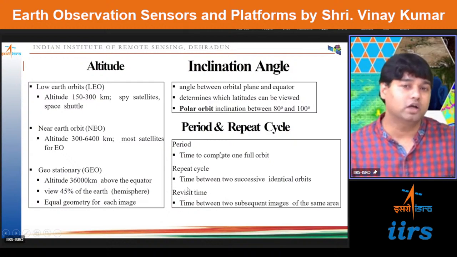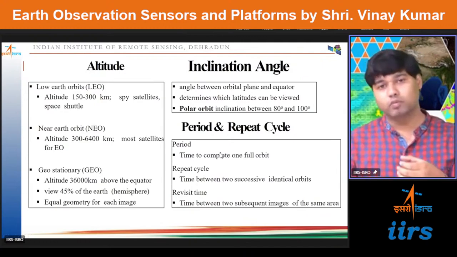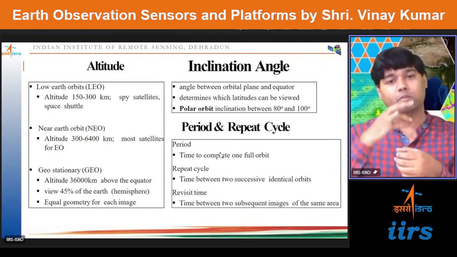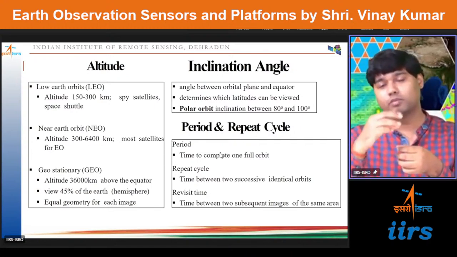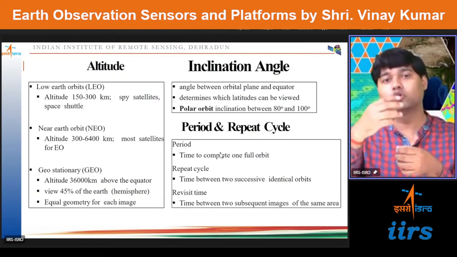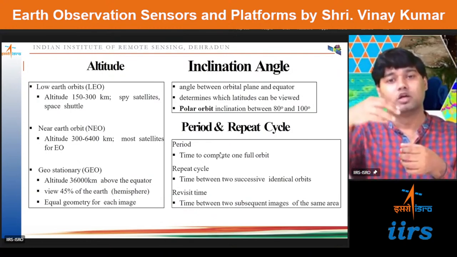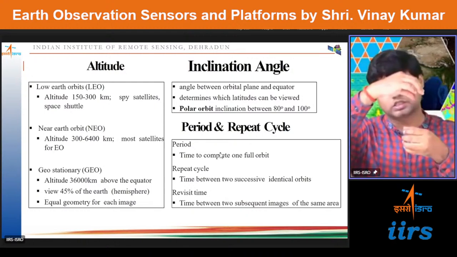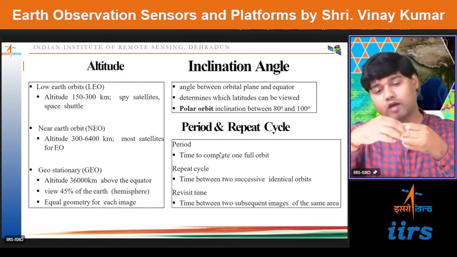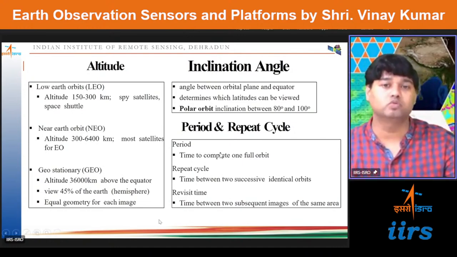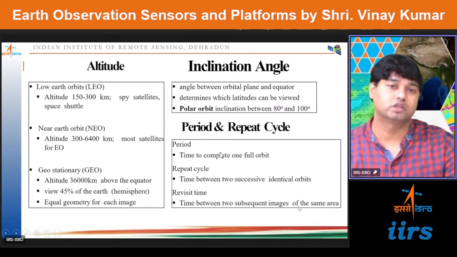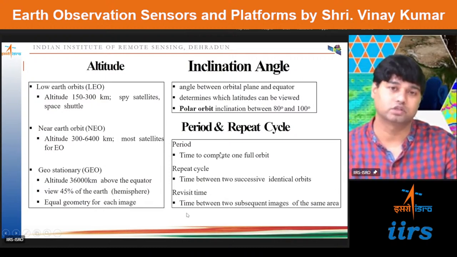Now, one term here, it is written as revisit time. So, revisit you can do in two ways. One, by making the same orbital path. Second, we can even control from here the tilt of the sensors, which are on board the satellite. So while the satellite is moving like this, we have tilted the sensor and can see the same area. So the time between two subsequent images of the same area is called revisit.